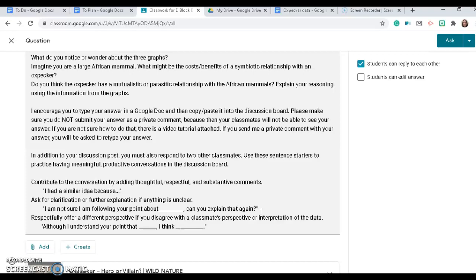Or respectfully offer a different perspective if you disagree with the classmate's perspective or interpretation of the data. "Although I understand your point that blank, I think blank." Remember, our norms for having discussions is we always want to be respectful as if we were in class.